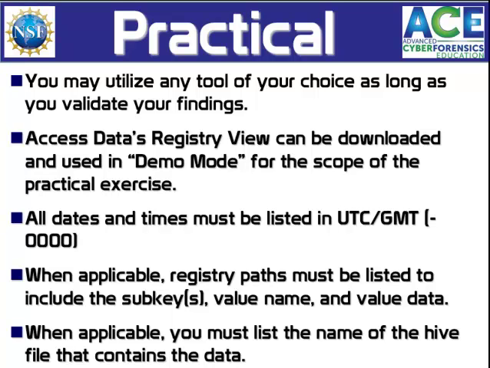So now that you've been provided with a basic overview of the registry coupled with Windows 10 artifacts and also a brief overview of the physical structure of the registry itself, it's time to delve into a practical exercise. Some of the rules for this practical: you can use any tool of your choice as long as you validate your findings. I would highly recommend that you use a tool that is forensically sound, such as AccessData's Registry Viewer, and you can download that and use it in the demo mode for the scope of this practical exercise.